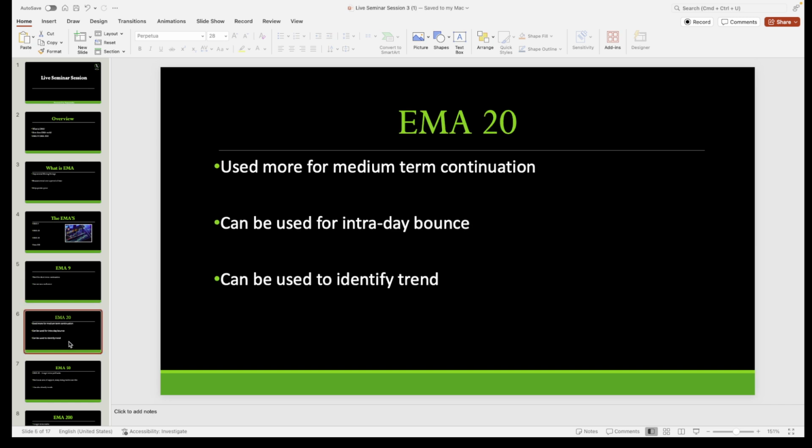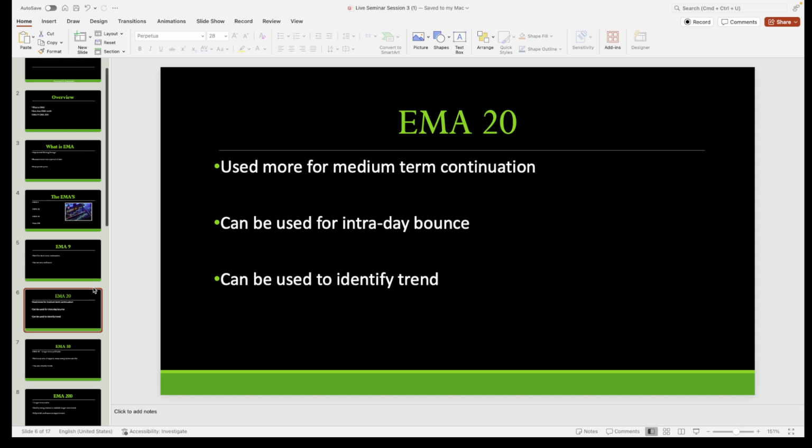EMA20. It's not necessarily a swing trade, it's not necessarily for short term, but it is for a day trader. This could be used for pullbacks, for intraday bounce. So when you get a play dip below the EMA9, the EMA20 will be there for a potential intraday bounce. It could be a longer term bounce. If the play drops below the first level of support, this could be used as an extra confluence. Again, you can identify trend. I'll show you as we go along in the video.